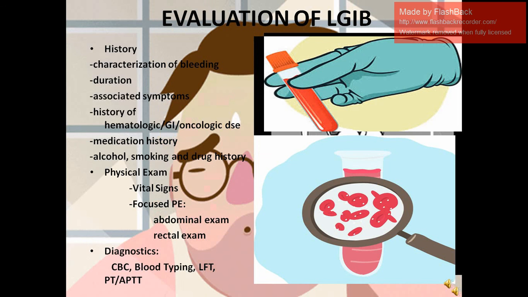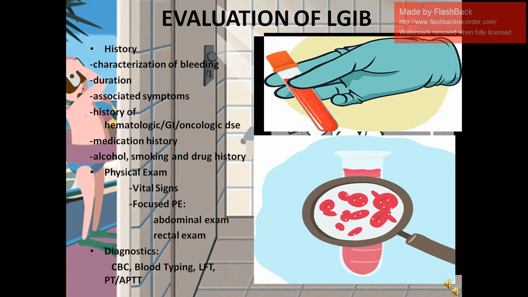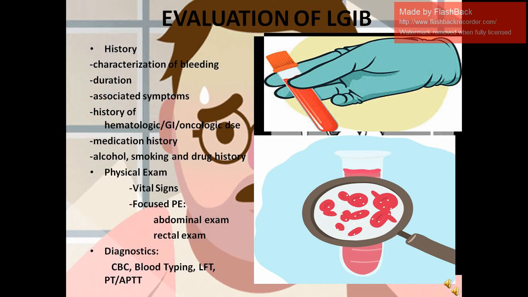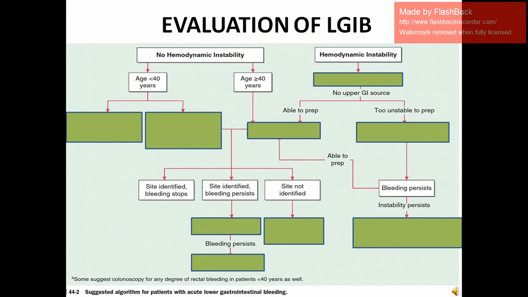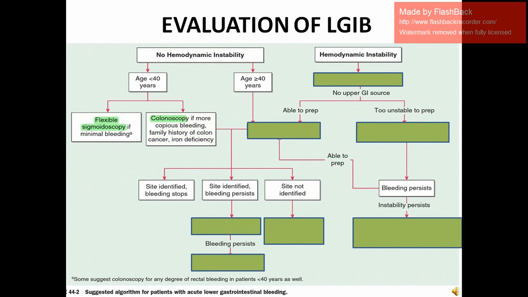Diagnostic tests that are usually requested are CBC, blood typing, liver function test, and PT-APTT. If the patient is hemodynamically stable, less than 40 years old, with minimal bleeding, we can do flexible sigmoidoscopy. But if the patient is hemodynamically stable, less than 40 years old, with more copious bleeding, family history of colon cancer, and iron deficiency, we can do colonoscopy. If the patient is hemodynamically stable but greater than or equal to 40 years old, we can do colonoscopy.